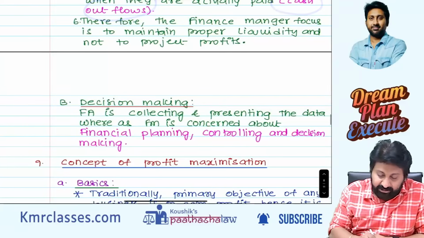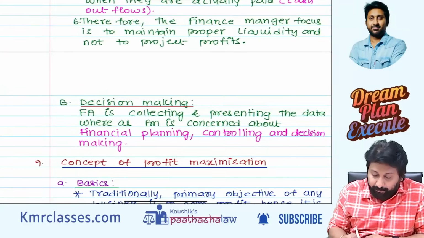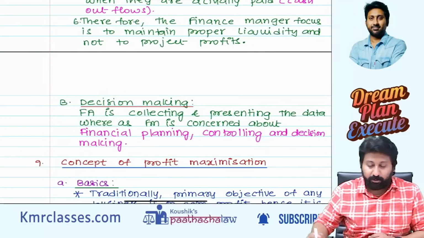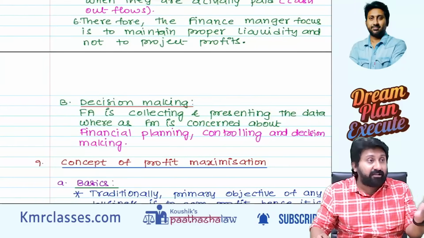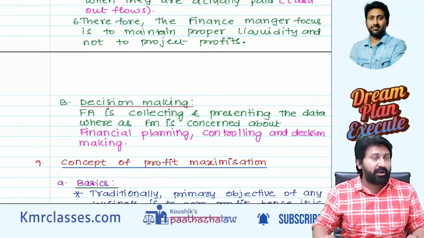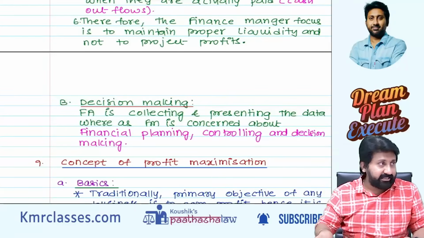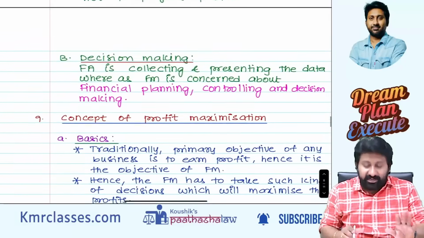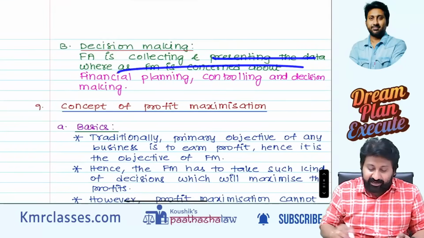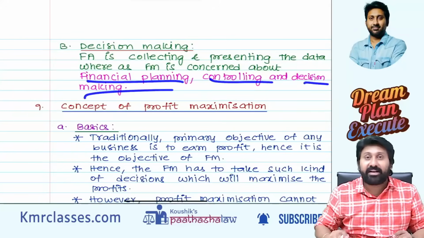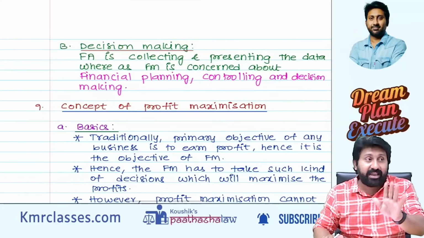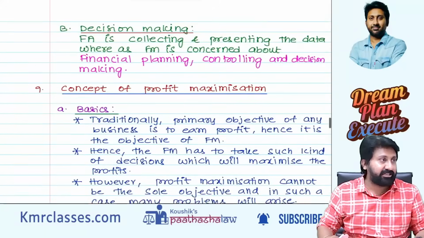Therefore, the finance manager's focus is to maintain proper liquidity and not to project profits. So, finance's intention is to maintain liquidity. Cash should be there, not to project the profits. Decision making: financial accounting is collecting and presenting the data, while financial management is targeting planning, controlling, and decision making. With accounts alone, no one can take any decision. With FM, people can make decisions.